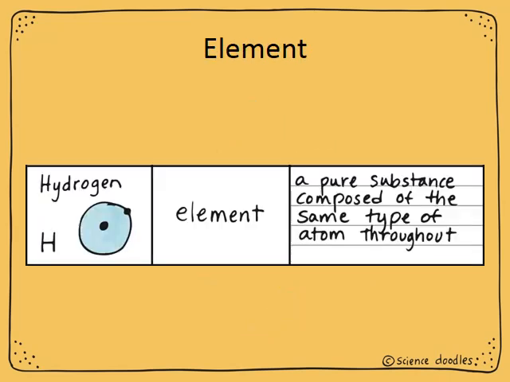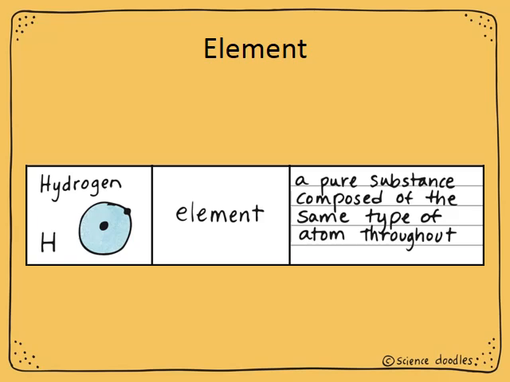So an element is a pure substance composed of the same type of atom throughout. So if it is an element, it only has one type of atom. So if you have an element of hydrogen, it has only hydrogen atoms. If you have mercury, it only has mercury atoms. So it's just one type of atom. All elements are on the periodic table. So if it is not listed on the periodic table, it means it is not an element. So like water or carbon dioxide, those things are not listed on the periodic table.